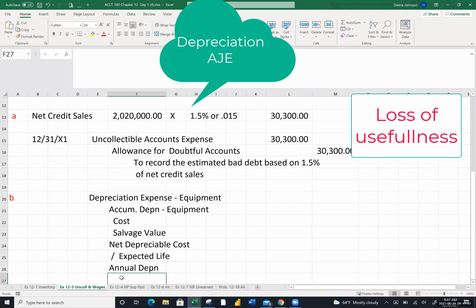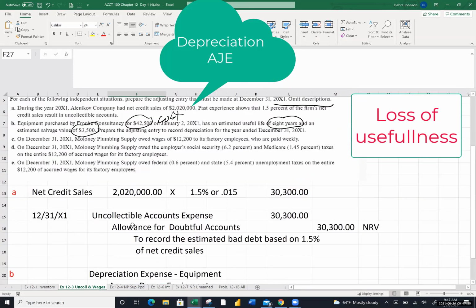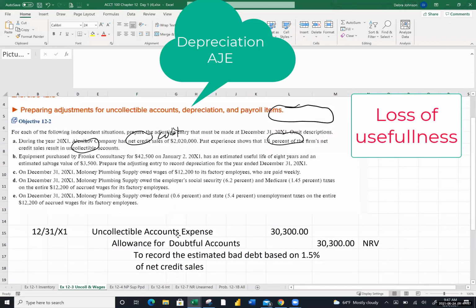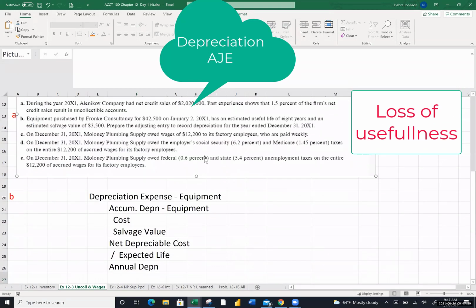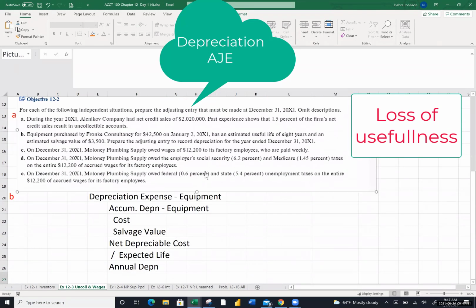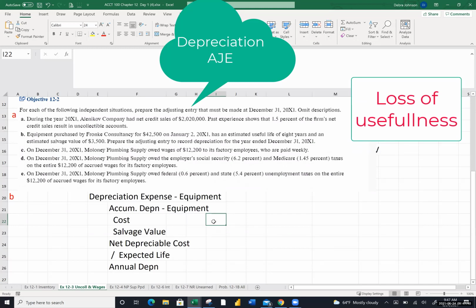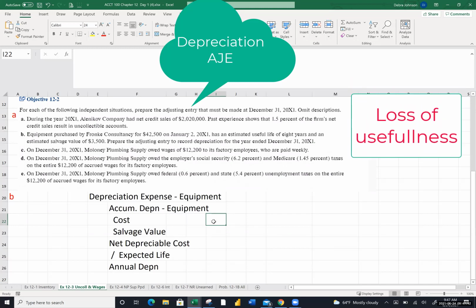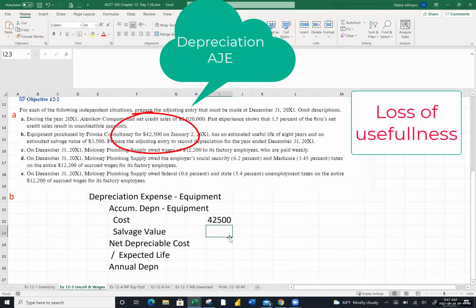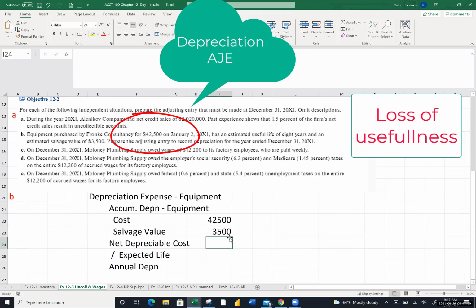So I think what I'll do, so we don't have to keep growing up and down, I'm going to move this down with me as we go so we can read it together. We're doing letter B, so I'm going to fill in these blanks, and together we'll figure out how much depreciation will be. So that cost was $42,500. That was right here. That salvage value was $3,500.